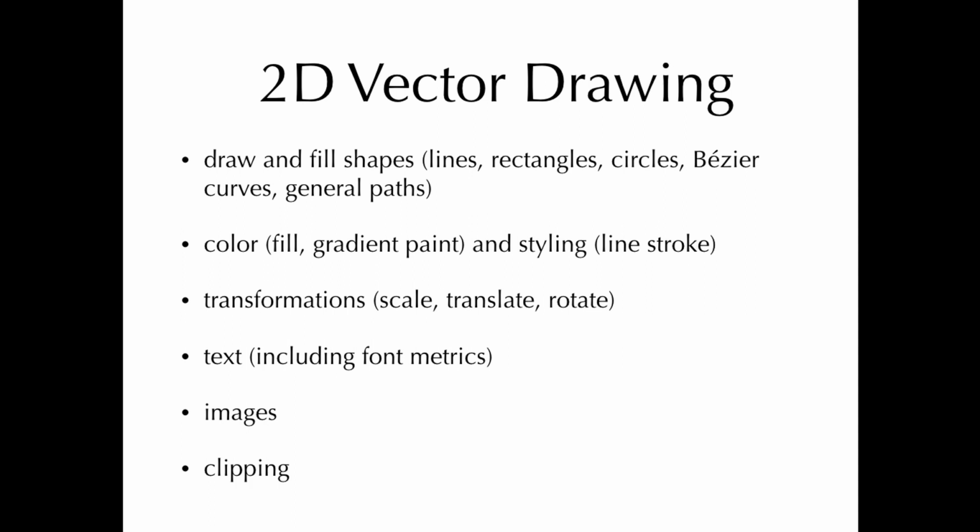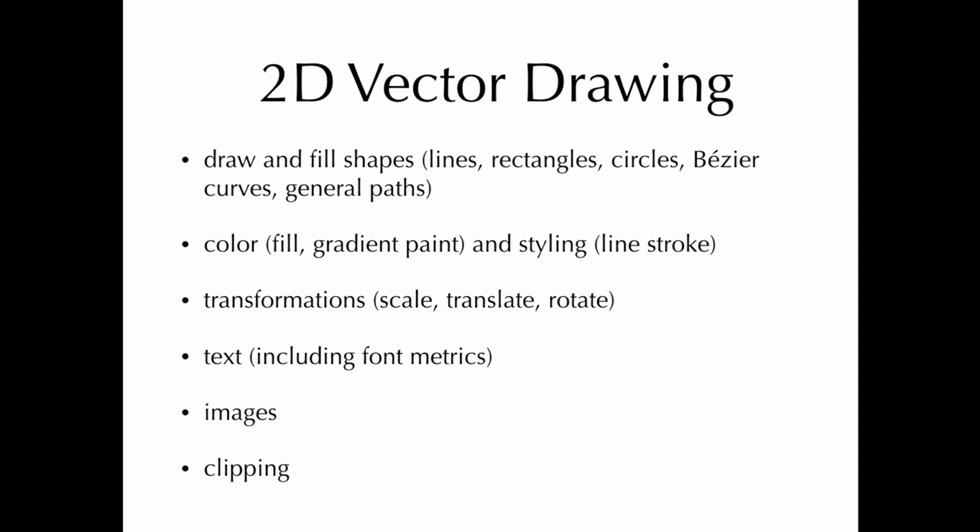Also general paths, which is just a sequence of drawing commands through a path. These are the basics of vector drawing. You usually have colors with fills, gradient paints. Styling for lines, dashed lines, solid lines, whatever, all kinds of things. Important are the transformations. You can scale, translate, rotate, or apply any general matrix-based transformations to your two-dimensional drawing area.